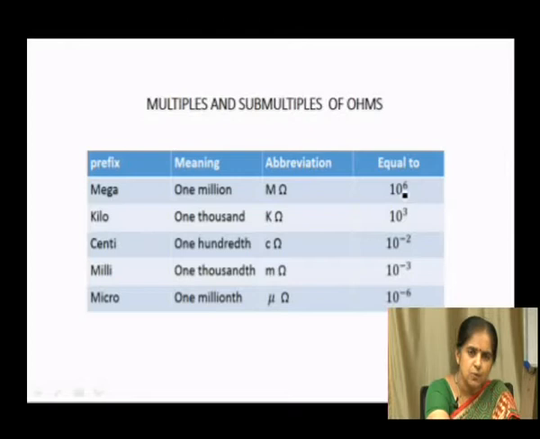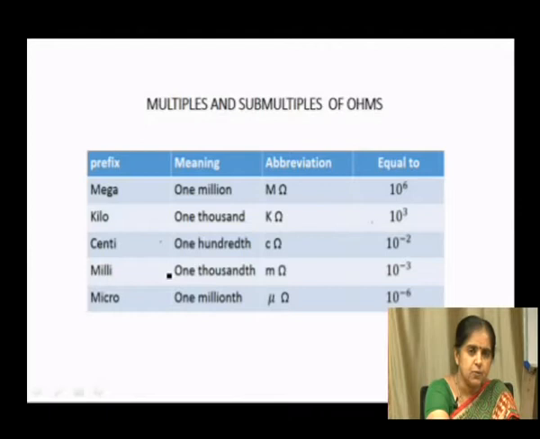Another multiple of ohms is kilo. What do you mean by 1 kilo ohm? 1 kilo ohm is equal to 1000 ohms, and 1 kilo ohm is equal to 10 to the power of 3 ohms. These are the two multiples of ohms. And the third one is the centi ohm. It is a submultiple of ohm. 1 centi ohm is nothing but 1/100th of an ohm, and the abbreviation used to represent it is C ohm, and 1 centi ohm is equal to 10 to the power of minus 2, or 1 divided by 100.